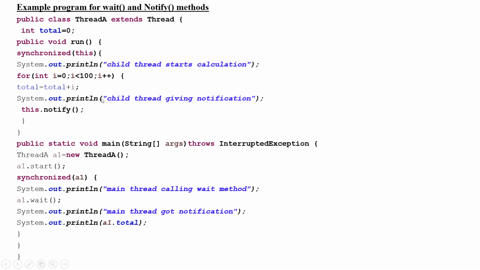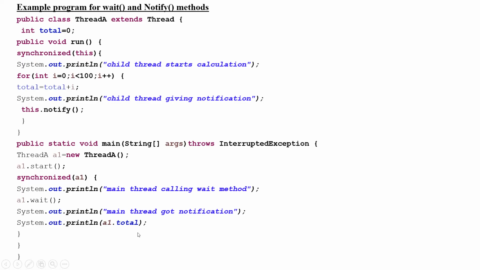This is the job of your child thread. But in the main thread, the responsibility is, after the child thread finishes, to take the sum of 100 numbers as output and print it in the console.